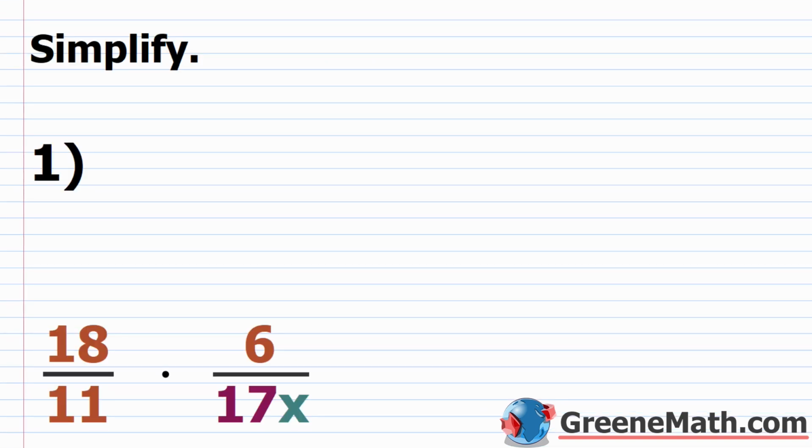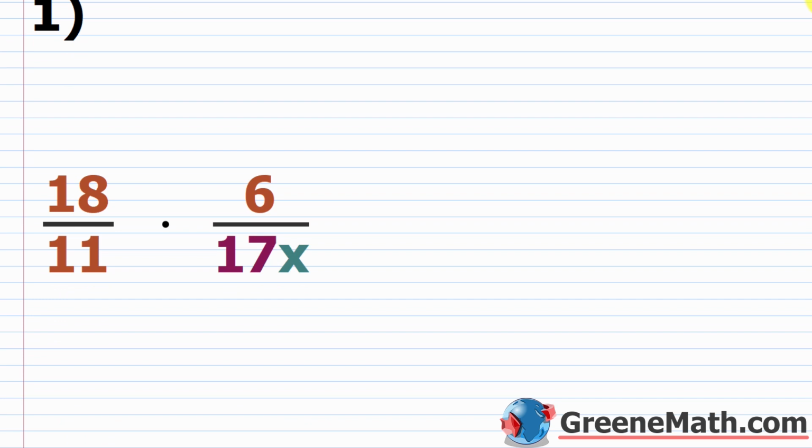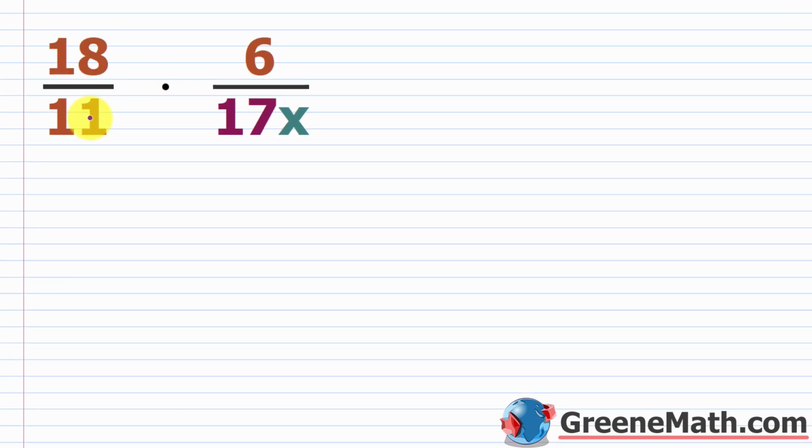All right, let's take a look at our practice test. So we're told to simplify here. And for the first problem, we're going to have 18 over 11 times 6 over 17x. What you want to do is first simplify each rational expression.